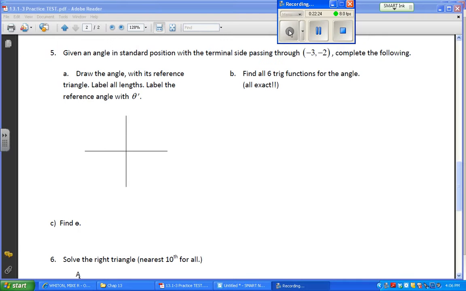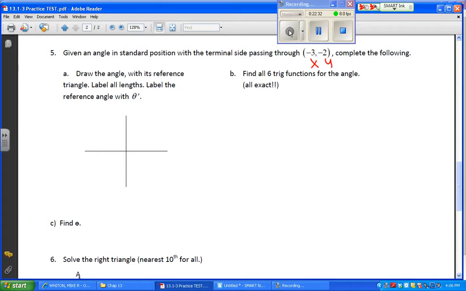Okay, number 5. Given an angle in standard position with terminal side passing through -3, -2, complete the following. So they're giving you some coordinates. They're giving you an x and a y. Now we don't know if this is on the unit circle. In this case it's probably not, because if it's on the unit circle, the x squared plus y squared needs to be 1 to get the radius. And this one I can kind of tell those numbers are a little big.